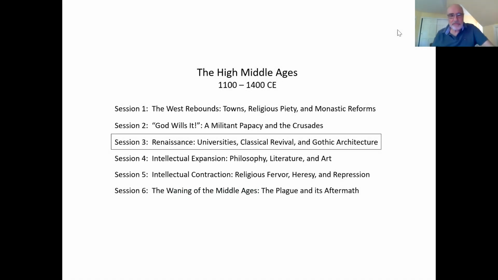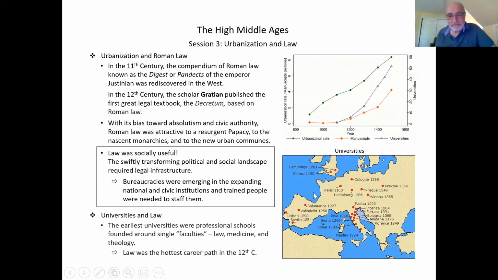This week is session 3, Renaissance, and it's famously called the 12th century Renaissance. And we're going to cover topics of universities, the revival in classical literature and Gothic architecture. And we'll be doing more art and philosophy and that sort of thing in the next session, but it'll take another direction entirely after that. Anyhow, to get into the heart of it.